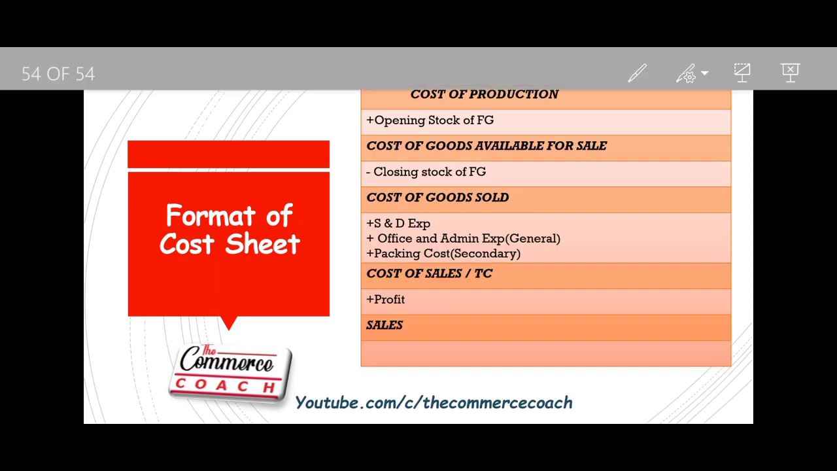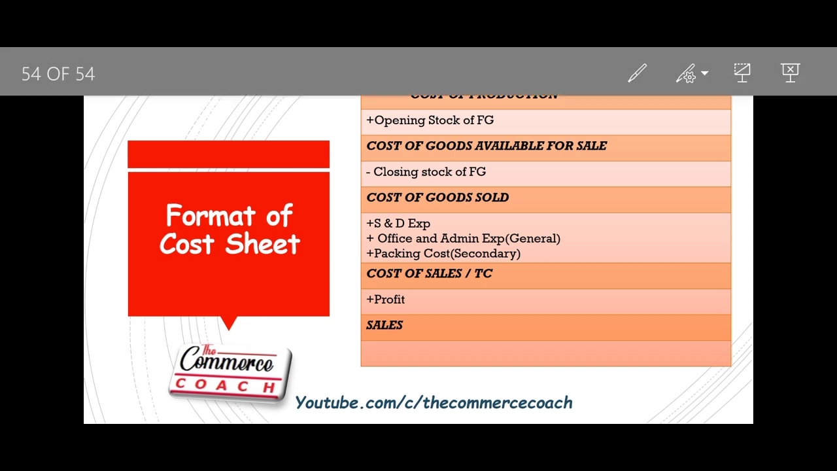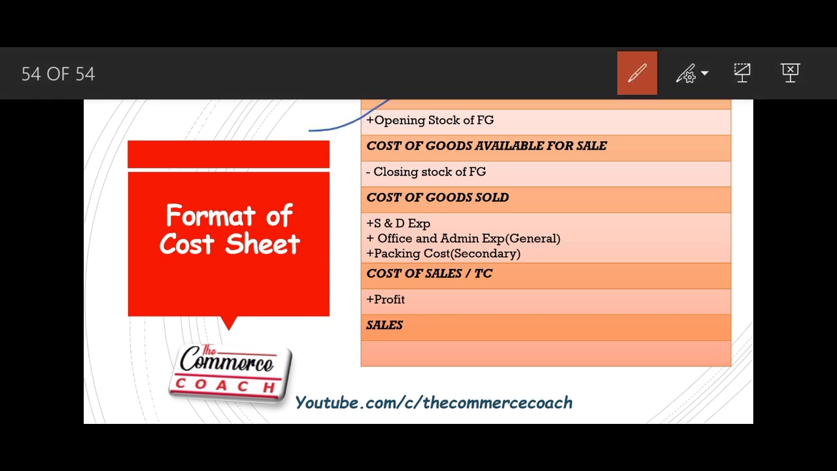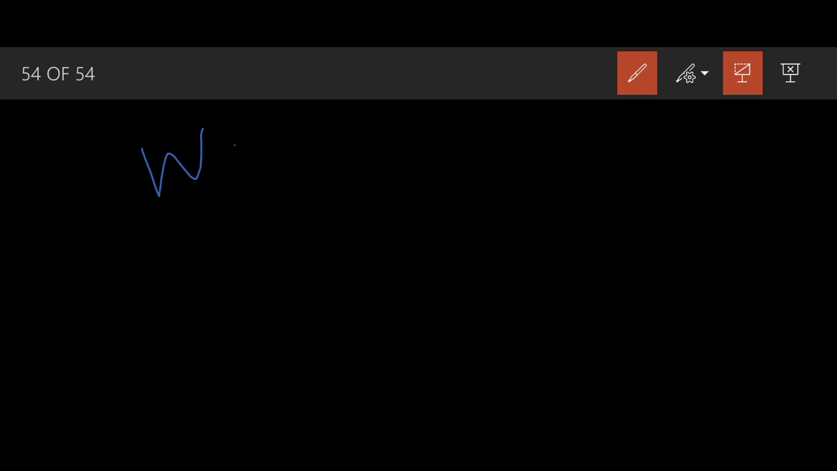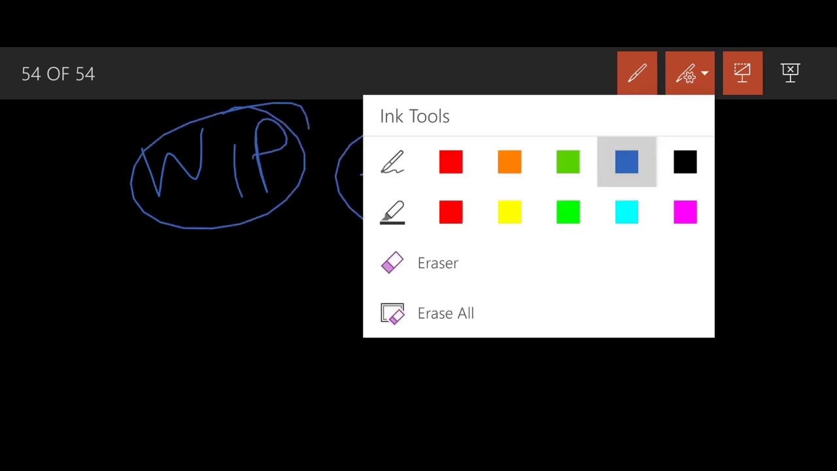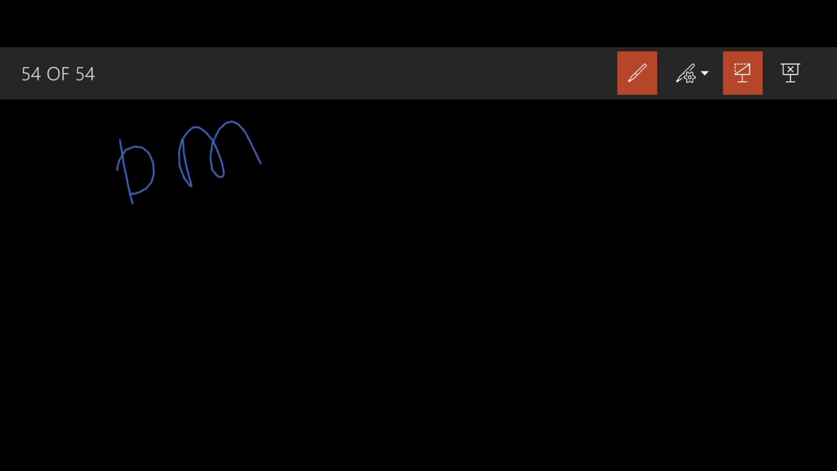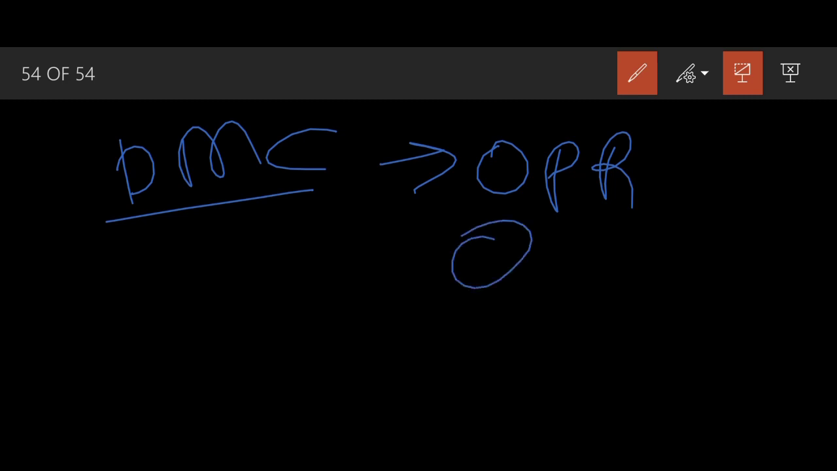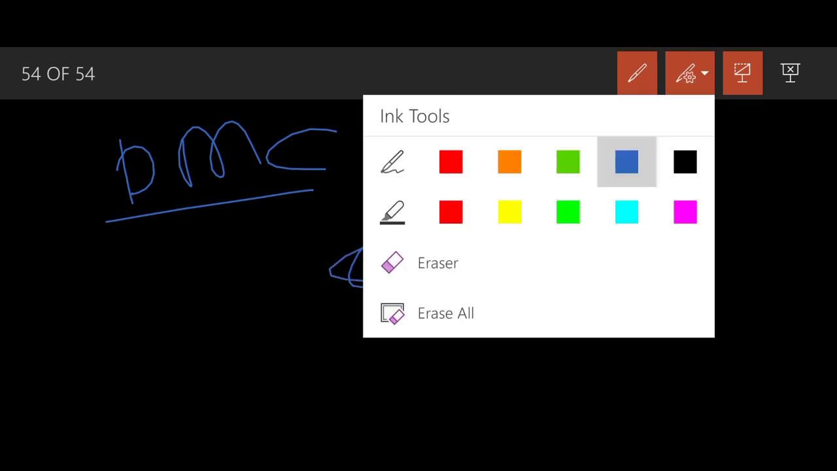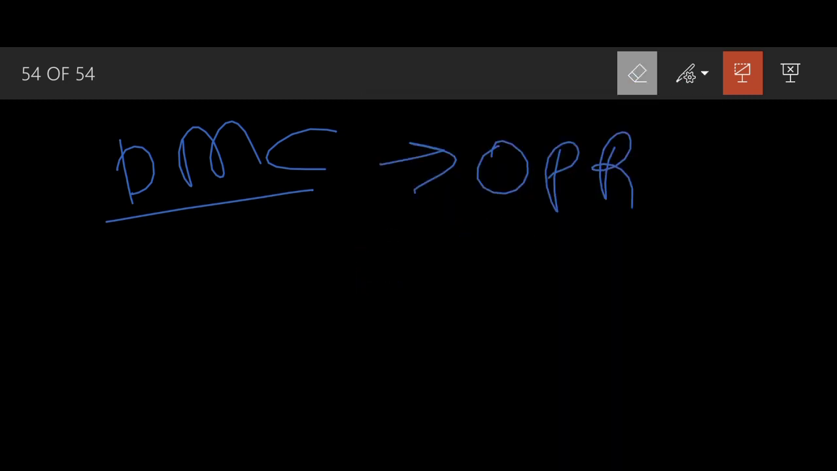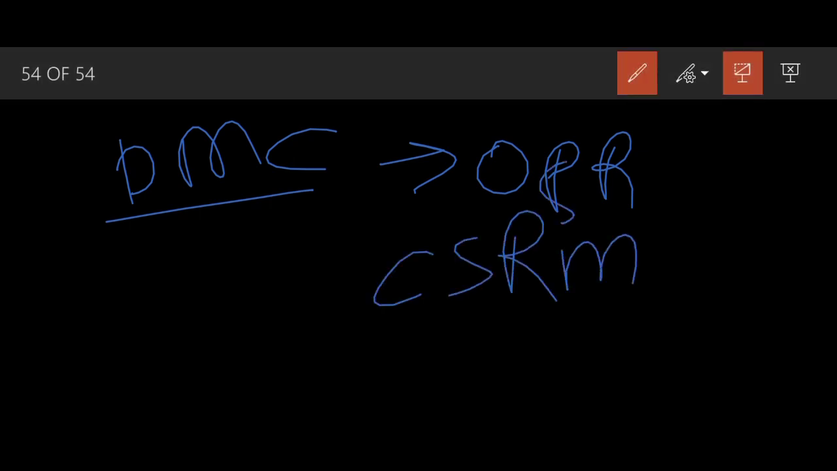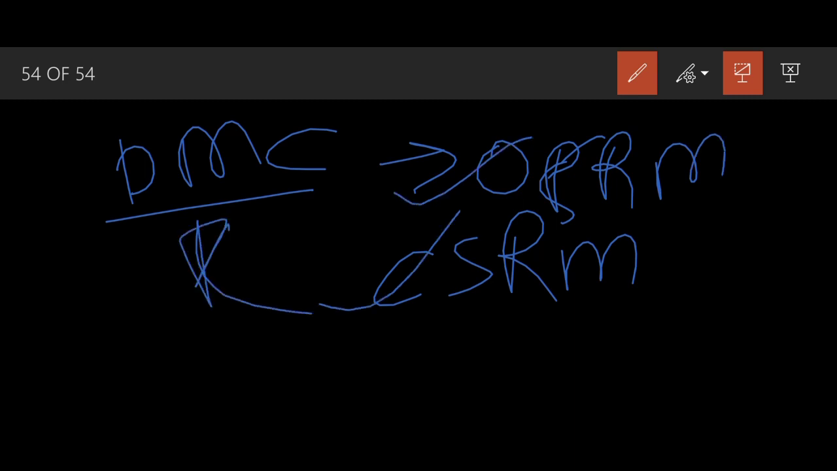Now as we have determined cost of production here, we will add opening stock of finished goods. Now if we have considered WIP, then why would finished goods not be considered? See, in direct material consumed, you have seen that opening stock of raw material and closing stock of raw material have been considered while calculating direct material consumed.